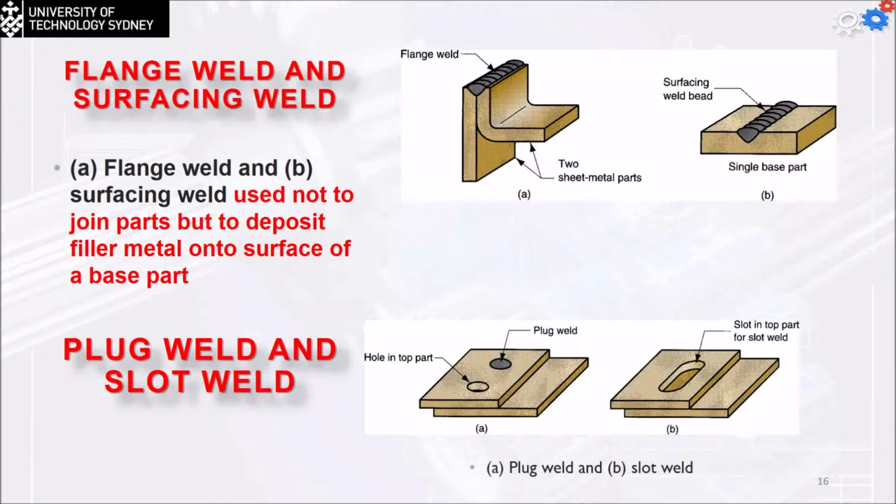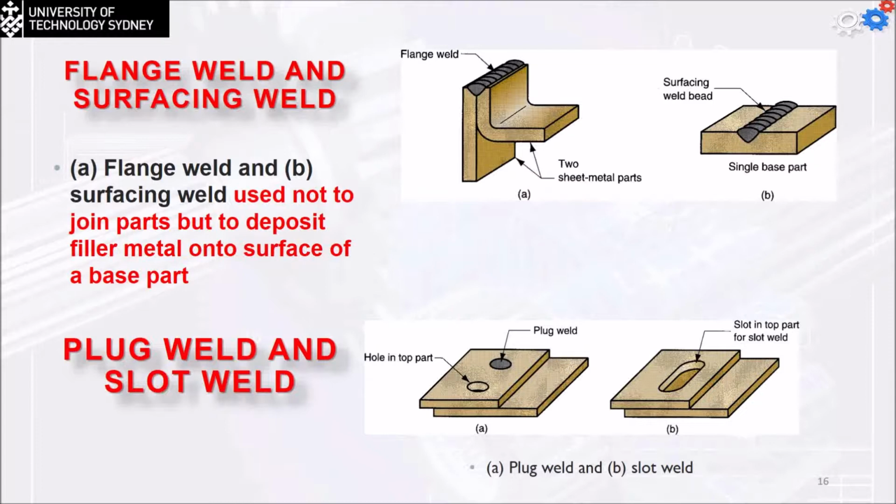We're going to make a small hole in the upper part, then fill it with the welded material. Or I can make it as a slot to increase the contact area between the two parts. This is the plug weld and the slot weld.